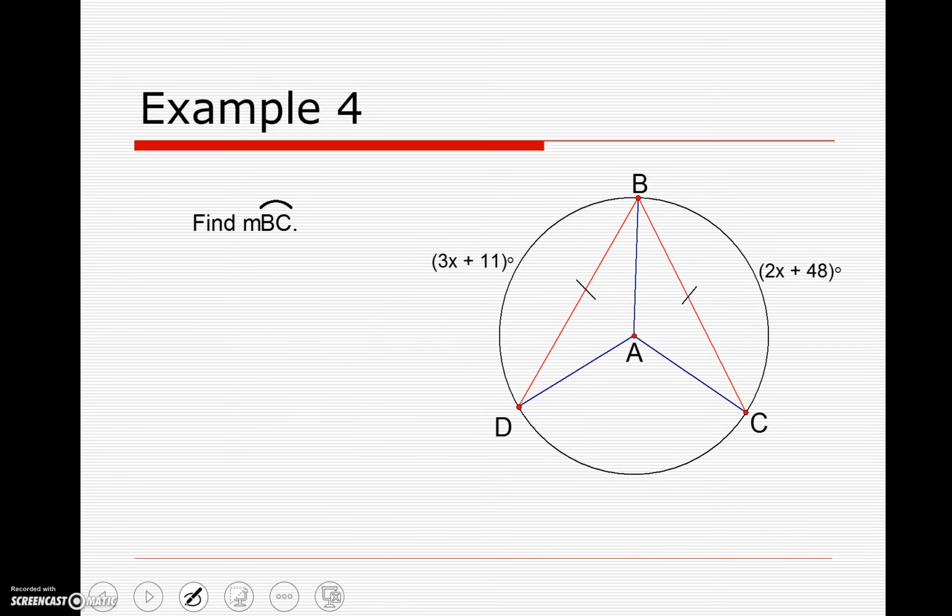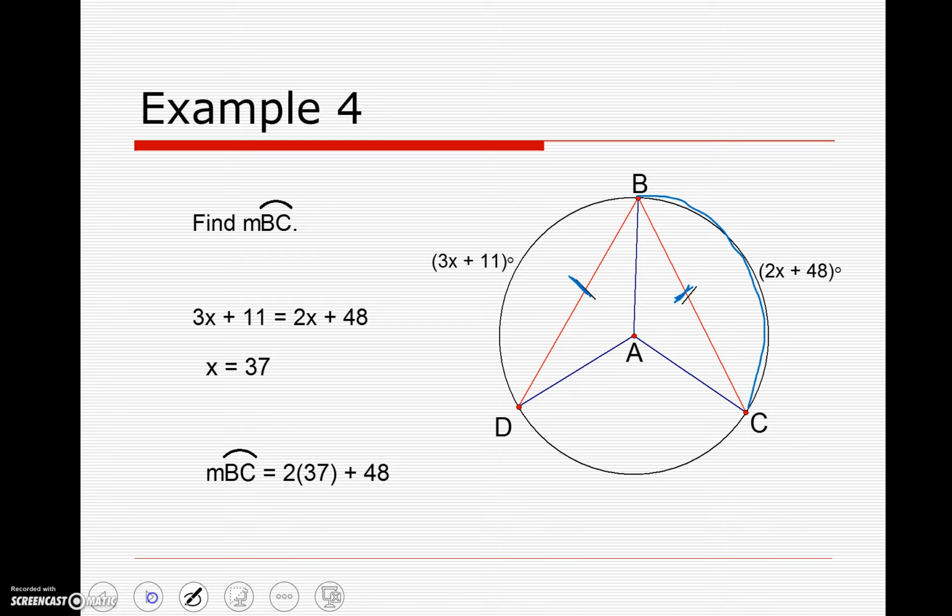The next one here, we want to find the measure of arc BC, so we're focusing in on this here. What I see is I'm given the information that this chord is congruent to this chord, so what that tells me is those two arcs are congruent. So since those are congruent, those expressions can be set equal to each other. So 3x plus 11 is equal to 2x plus 48. Moving everything around, we find that x is equal to 37. Now we want to actually know what BC is, so we're going to have to take that value and substitute it back in. So 2 times 37 plus 48 is a total of 122 degrees.